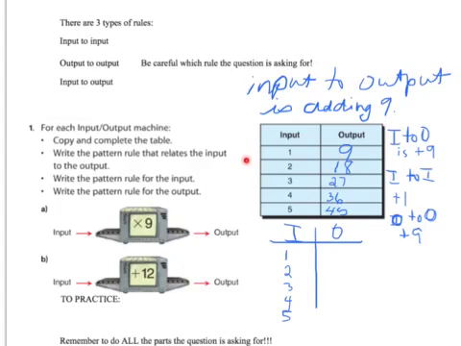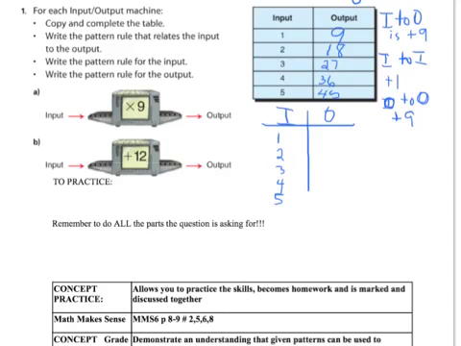Input to input rule, what do you notice is happening here each time? Well, from 1 to 2 to 3 to 4, we're adding 1 each time, starting at 1. So starting at 1, adding 1 each time, making sure you're that specific. Again, output to output rule, what we're noticing each time is we're adding 9. Starting at 9, adding 9 each time. So output to output rule is starting at 9, adding 9 each time. Press pause now and try the second one.